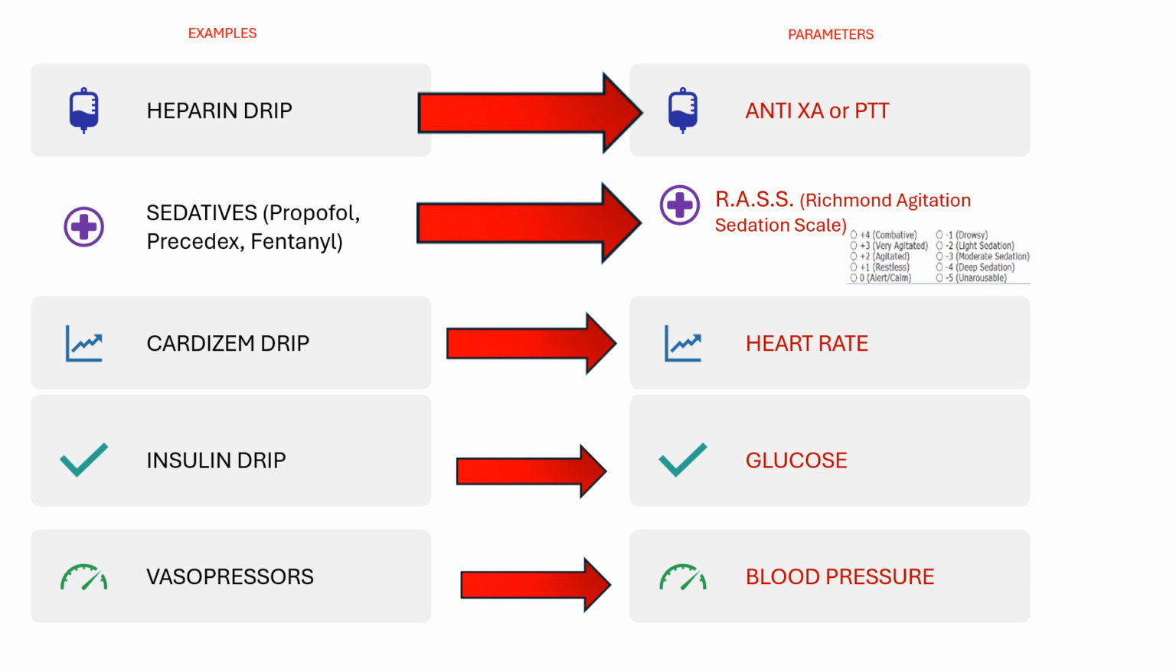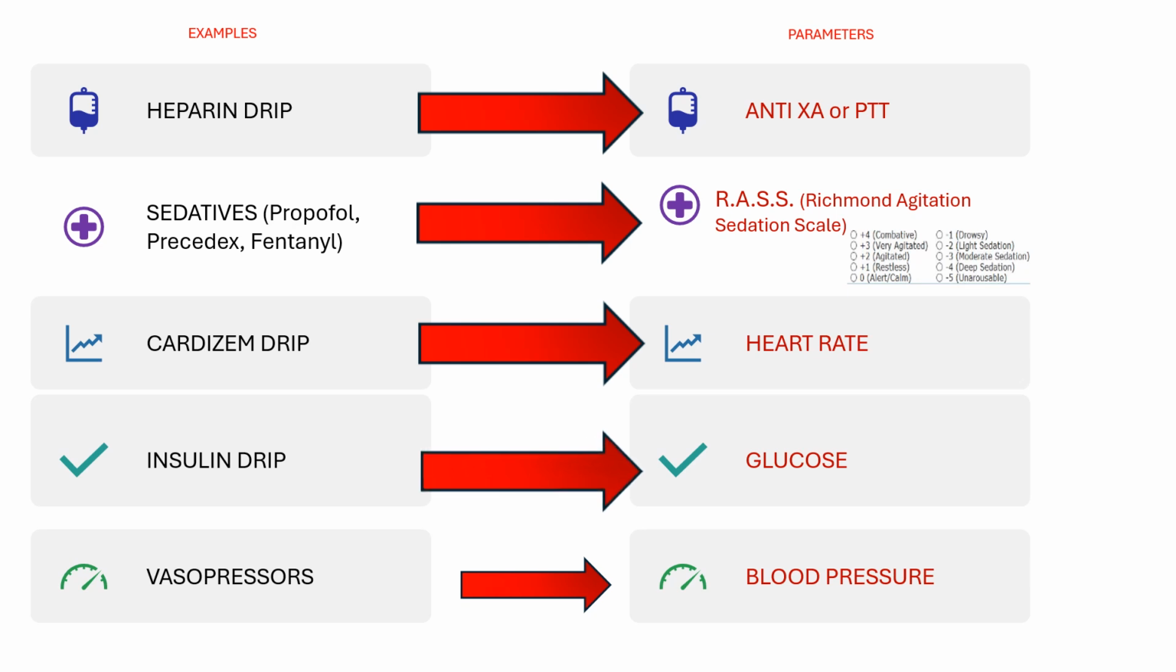Our Cardizem drip is to maintain a heart rate usually less than 100 or whatever the physician has indicated within the order, but we must be obtaining our vital signs routinely. Our insulin drip requires a routine check of our blood glucose, whereas our vasopressors, which should be in a central line, are checking our MAP and blood pressure.